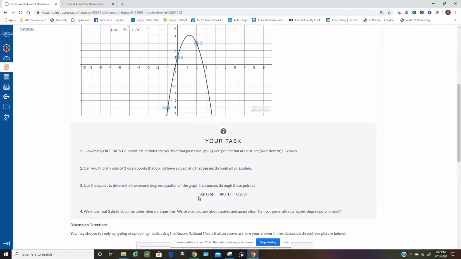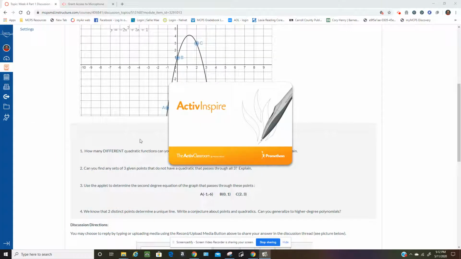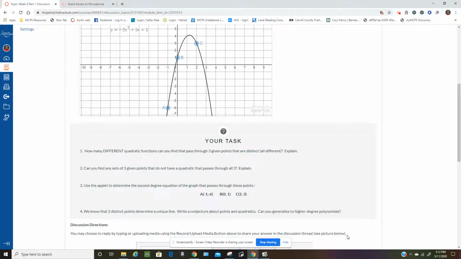Further along in the lesson, they showed you how to find this quadratic with these 3 points. So let me go to the Promethean software and show you how to find the equation through those 3 points. Going back here, the 3 points are -1, -6, and 0, 1.